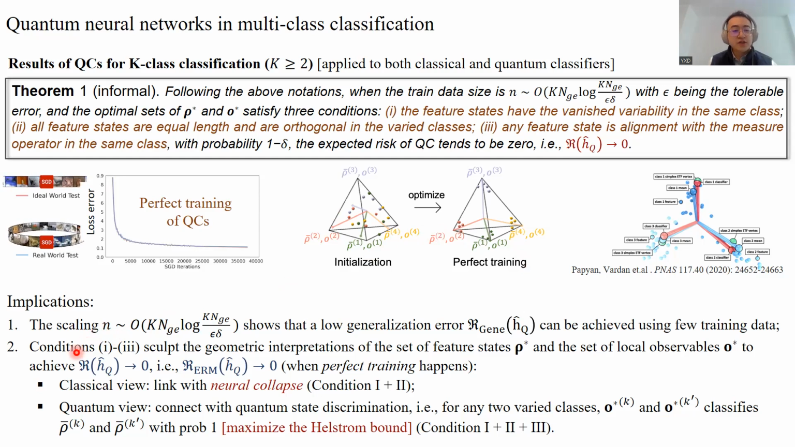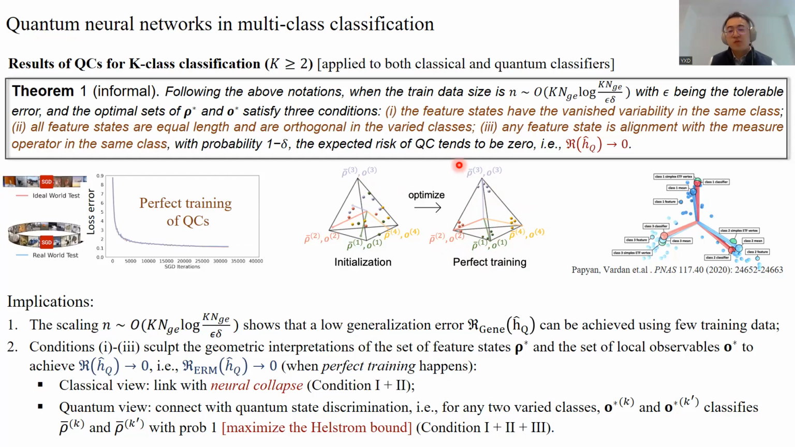And another issue is the conditions 1, 2, 3 listed here, which means how to get a perfect training, which means how to get your empirical risk to tend to 0. Following this geometrical interpretation, we can conclude that when the perfect training happens, which means the loss function tends to be 0, the feature states have vanished variability in the same class, which means that all the feature states in the same class concentrate to their mean features. And the second condition means all feature states are equivalent and are orthogonal across the classes, which forms this structure. And the third condition is any feature state is aligned with the measurement operator in the same class. So this is why we list rho bar 1 and O1 in the same direction.